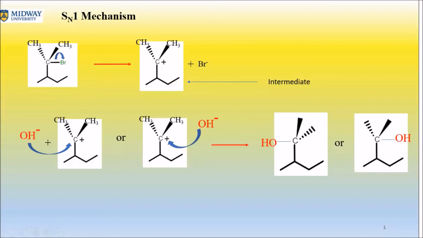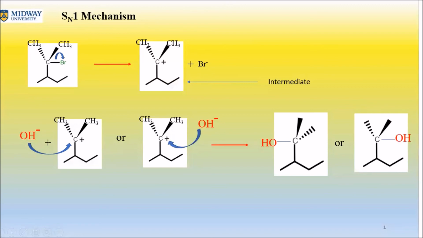Now with the SN1, you cannot really control retention over inversion or inversion over retention. They both occur equally, so you'll have a 50-50 product. That is, you'll have a 50% retention product and a 50% inversion product. So with an SN2, it's purely inversion. With an SN1, both inversion and retention are possible.